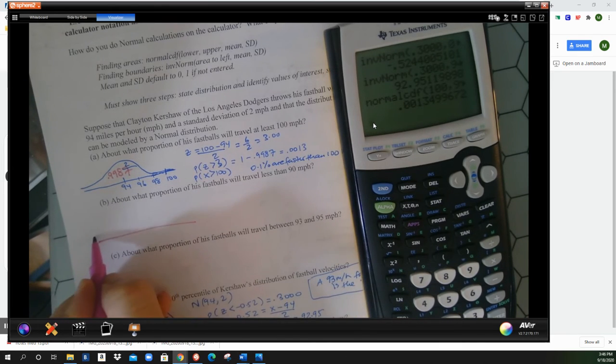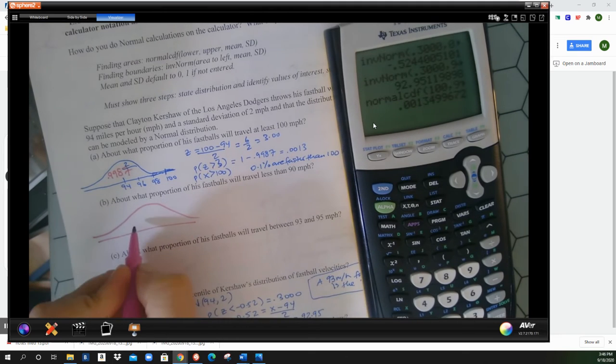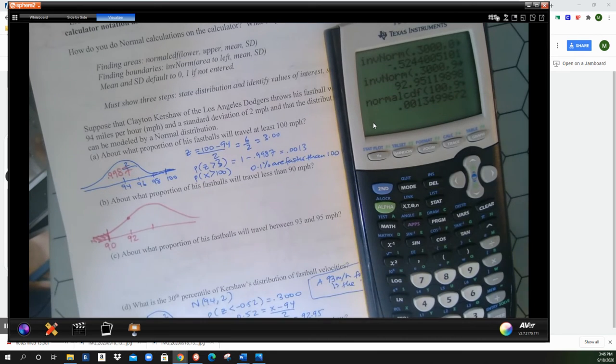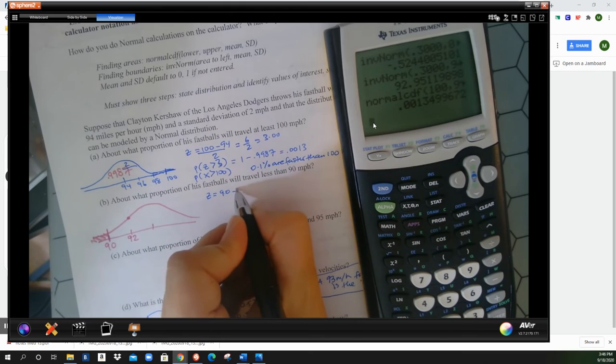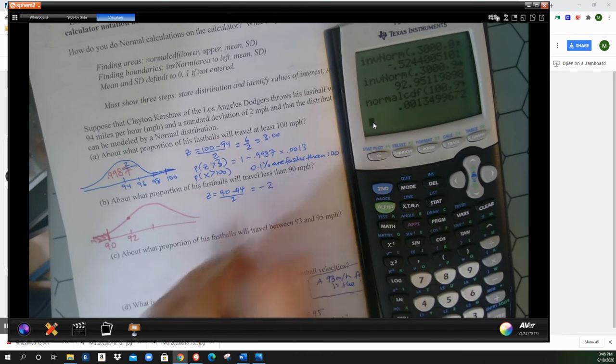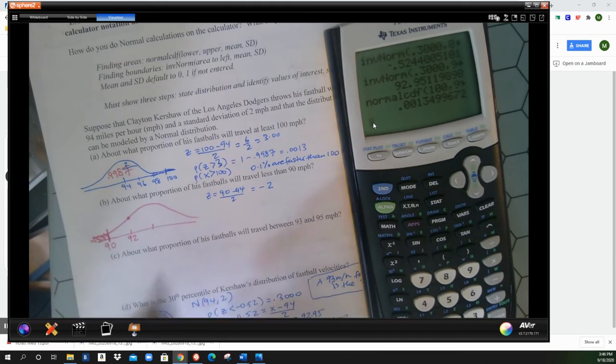Less than 90 is also pretty far, but it's only 2 standard deviations away, right? So 94, 96, 92, 90 right here. Less than. So the z-score there is a 2, exactly. All right, so I'm doing 90 minus 94 over 2. Negative 2. 2 standard deviations to the left.